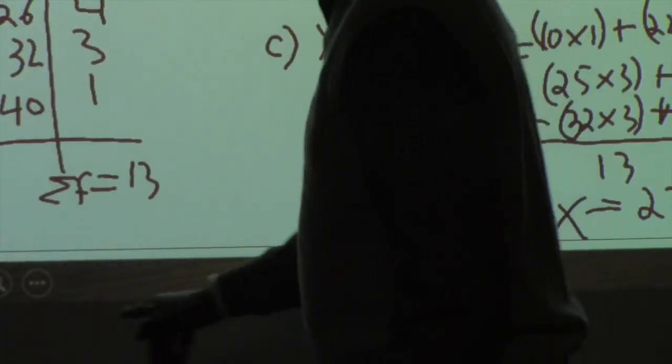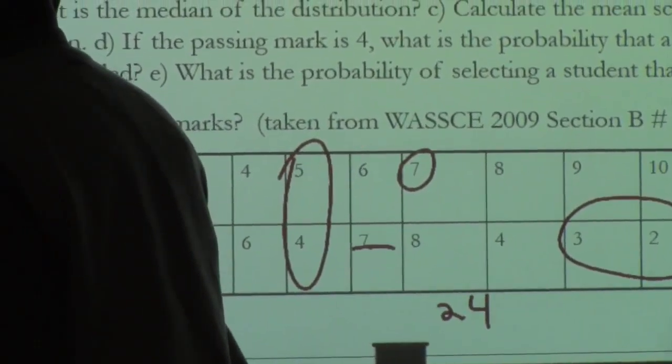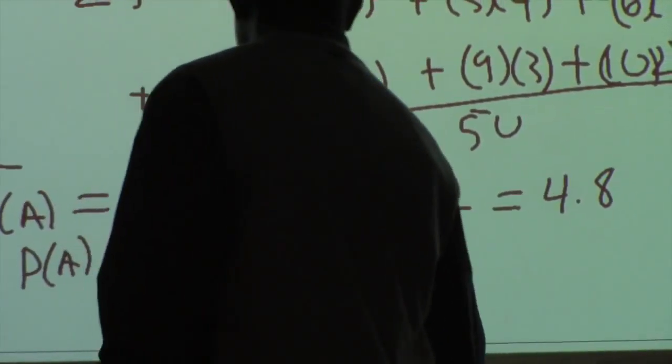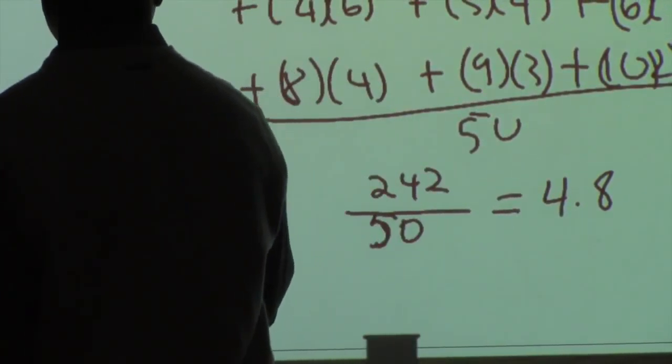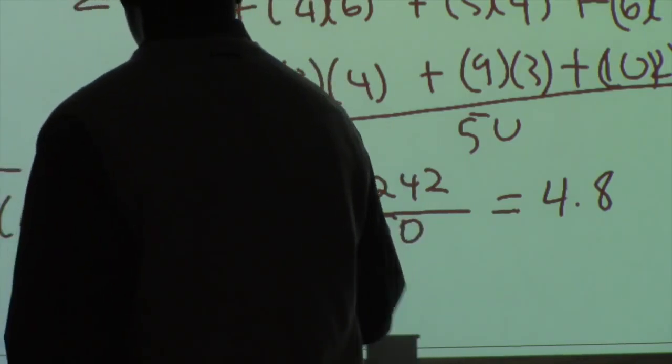So the number of people who fail will be 16. So that probability, so I should have said A, that a student failed. And the number of students who failed was 16.